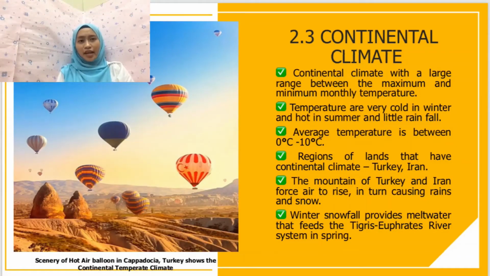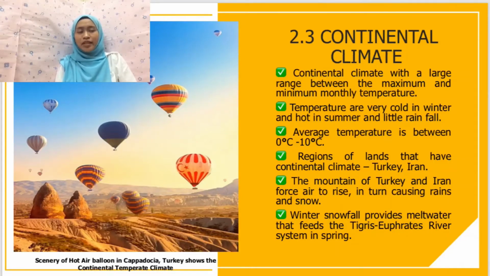Lastly, continental climate. This climate often has a significant annual variation in temperature. In this region, the continental climate has a large range between the maximum and minimum monthly temperature. The temperatures are very cold in winter and hot in summer, with little rainfall. The average temperature is between 0 Celsius and 10 Celsius. Regions of the land that have continental climate are Turkey and Iran. The mountains of Turkey and Iran force the air to rise, in turn causing rain and snow. The winter snowfall provides meltwater that feeds the Tigris-Euphrates river system in spring.